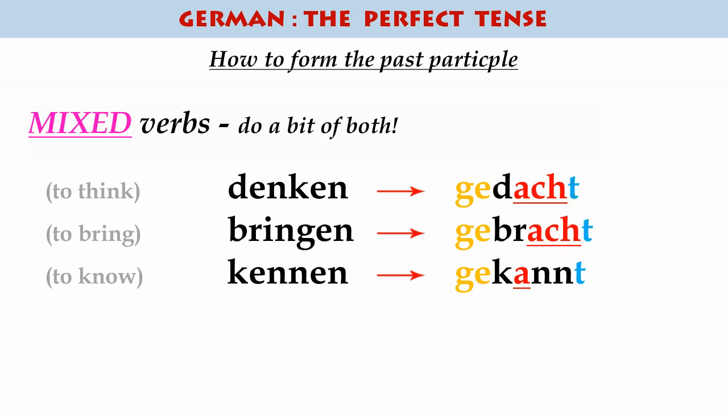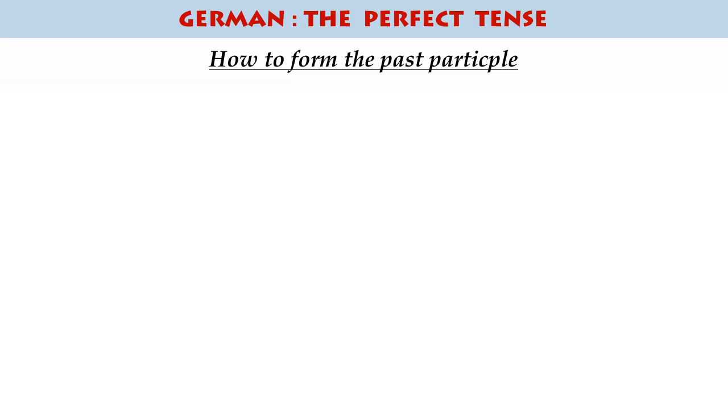So I brought something. Ich habe etwas gebracht. I brought my friend with me. Ich habe meine Freundin mit mir gebracht. For example. Kennen, gekannt. But not too many to worry about. Just recognize the ones that you'll need.